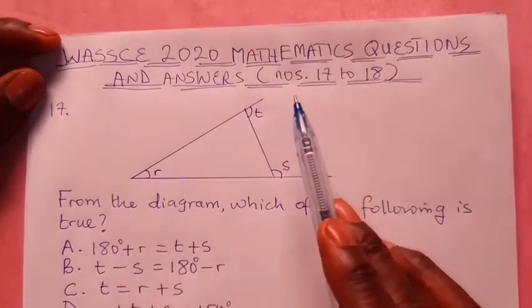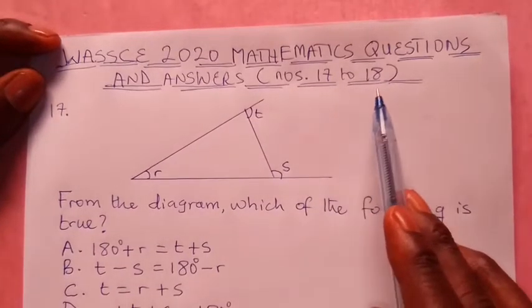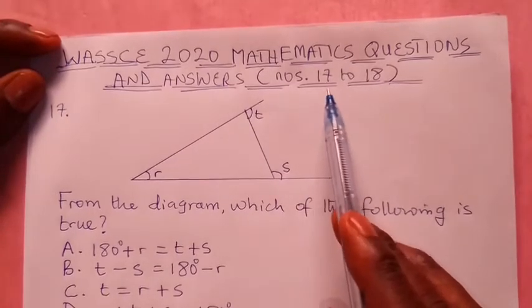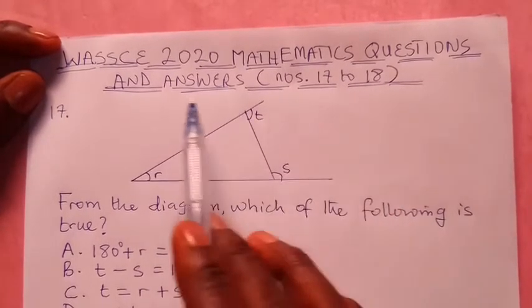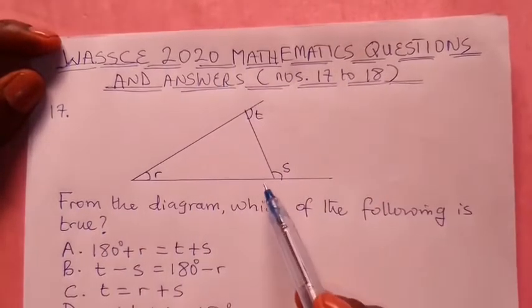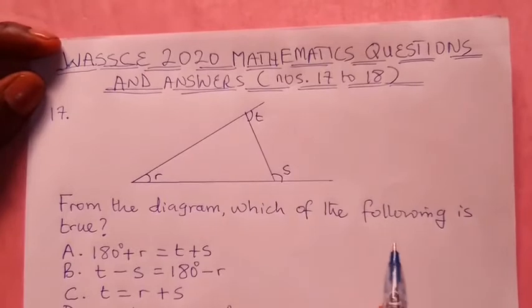We are going to be looking at numbers 17 and 18 in this lesson, and questions 17 and 18 are taken from our WASSCE 2020 mathematics questions, and I'll be providing you with the answers in this lesson.